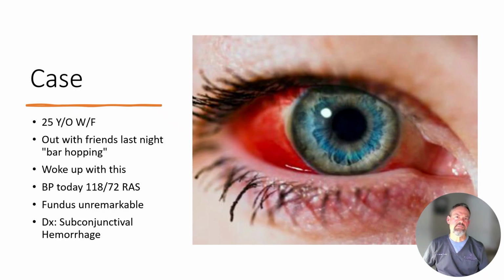Now that we've done a deep dive in levels 2 through 4 and the requirements, let's go through some case examples. So in case 1, we have a 25-year-old that was out bar hopping with friends the previous night, and she woke up with this red eye that she's concerned about. Her blood pressure and fundus evaluation are unremarkable, so we diagnose her with a subconjunctival hemorrhage. So what level should we code this at?